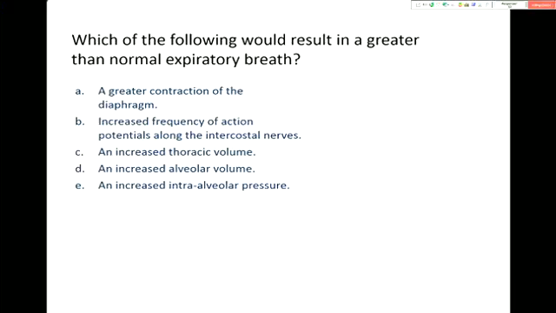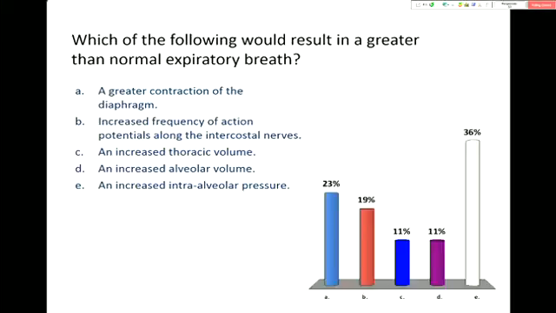Okay, 53 responses, pretty good response rate. Let's see what people thought. I've got a feeling most people might get this right. No, I'm wrong. Spread. Okay, that surprises me.